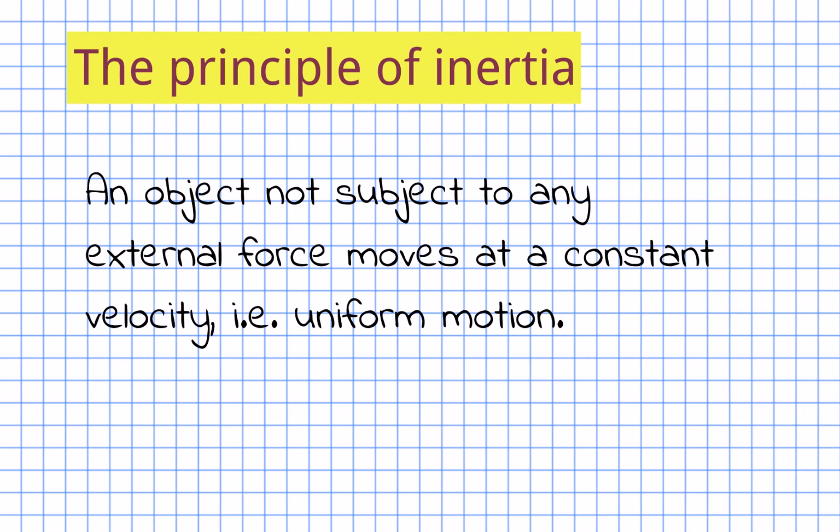So in conclusion, as we've just seen, by studying the motion of falling objects, Galileo was able to come up with a new principle, one that he called the principle of inertia, and that says that an object, not subject to any external forces, moves at a constant velocity, i.e. it has a uniform motion.